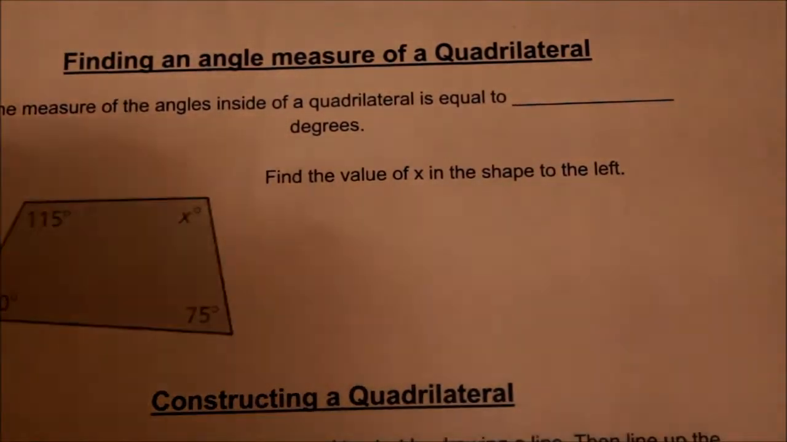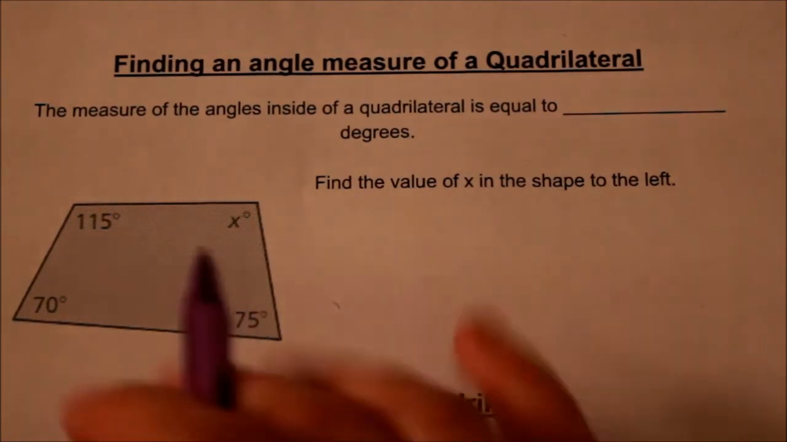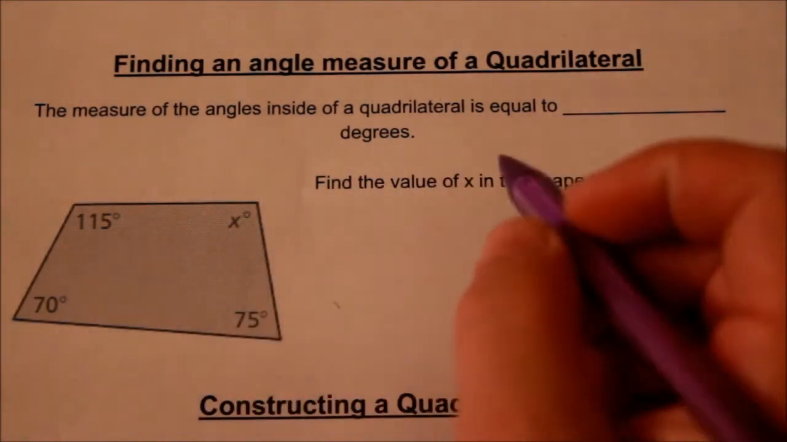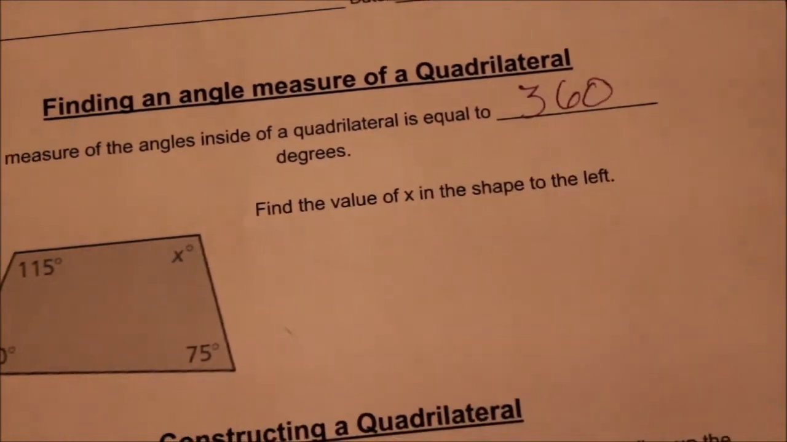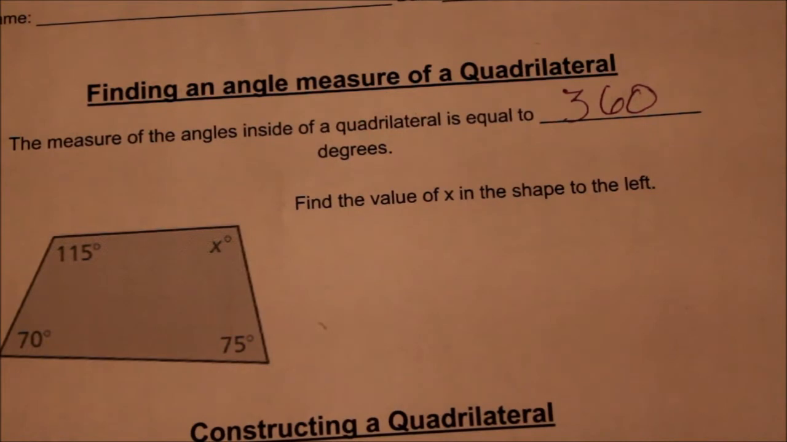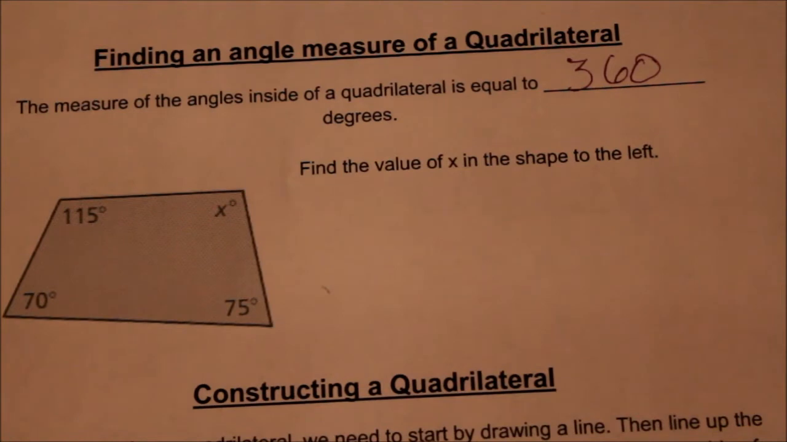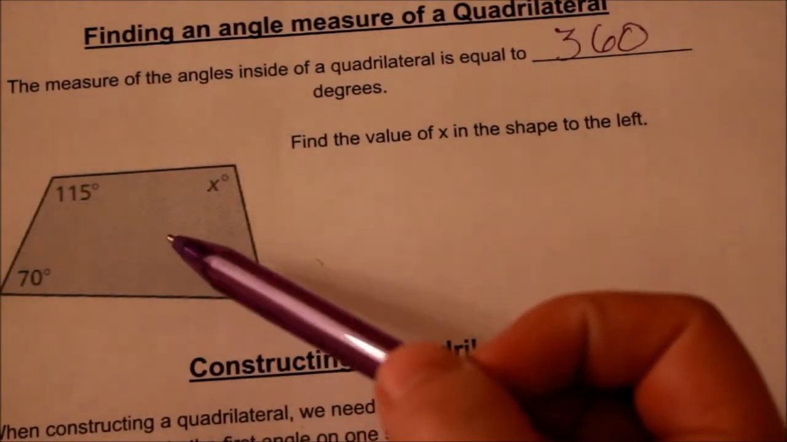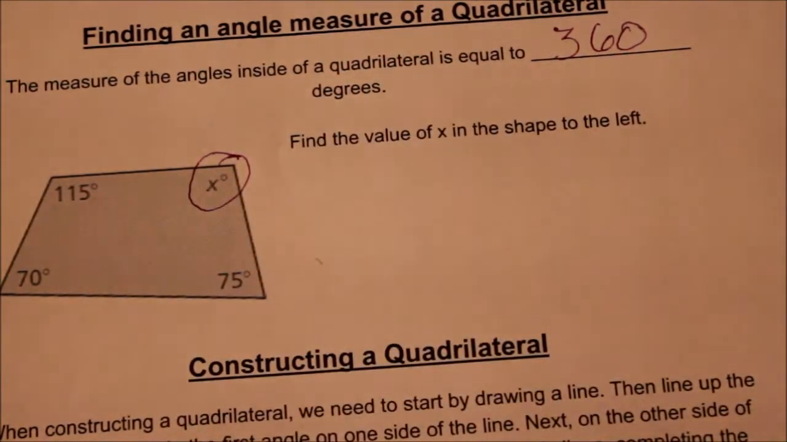All right, welcome back. We are now going to look at finding an angle measure of a quadrilateral. When we find an angle measure of a quadrilateral, we need to make sure that the measure of the angles inside the quadrilateral is equal to 360 degrees, which means the 4 angles inside of your quadrilateral need to equal 360. So if we look at this shape right here, we are looking for this angle measure.